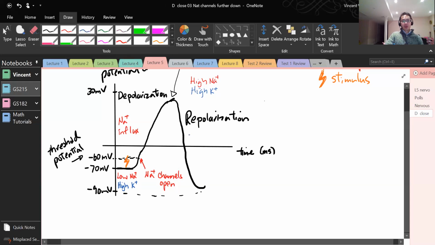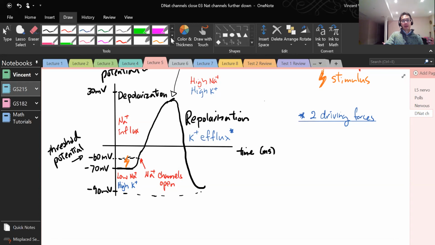And it is caused by potassium efflux. Right? They're leaving. Okay. So I'm going to put a star here. Okay, two driving forces to push the potassium out.